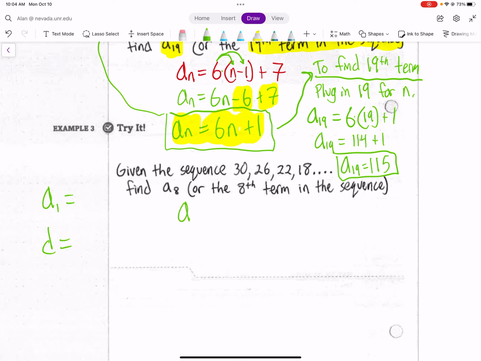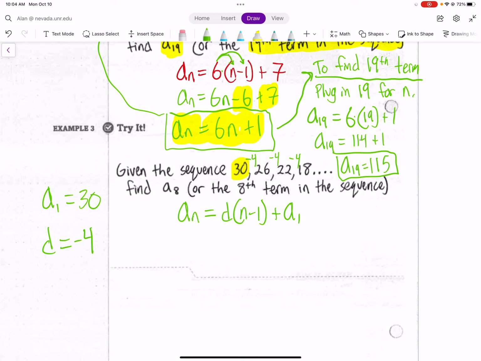So our formula, again, is a sub n equals d times n minus 1 plus a sub 1. Let's find a sub 1. Well, a sub 1 is the first term in our sequence, so we know a sub 1 is 30. And we need to find d, the common difference. How do we get from 30 to 26? Well, we subtract 4. How do we get from 26 to 22? We subtract 4. How do we get from 22 to 18? We subtract 4. So our common difference, if we subtracted 4, becomes negative 4.